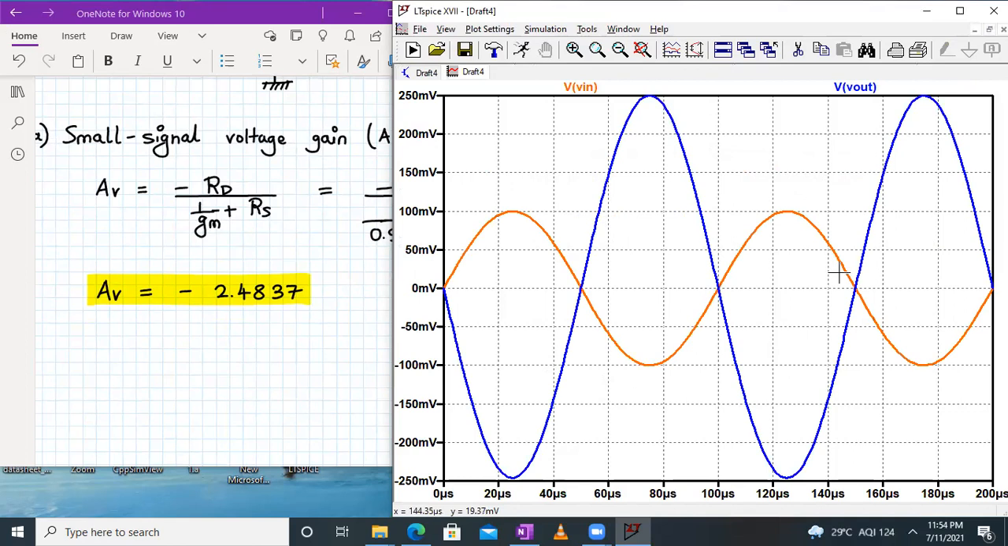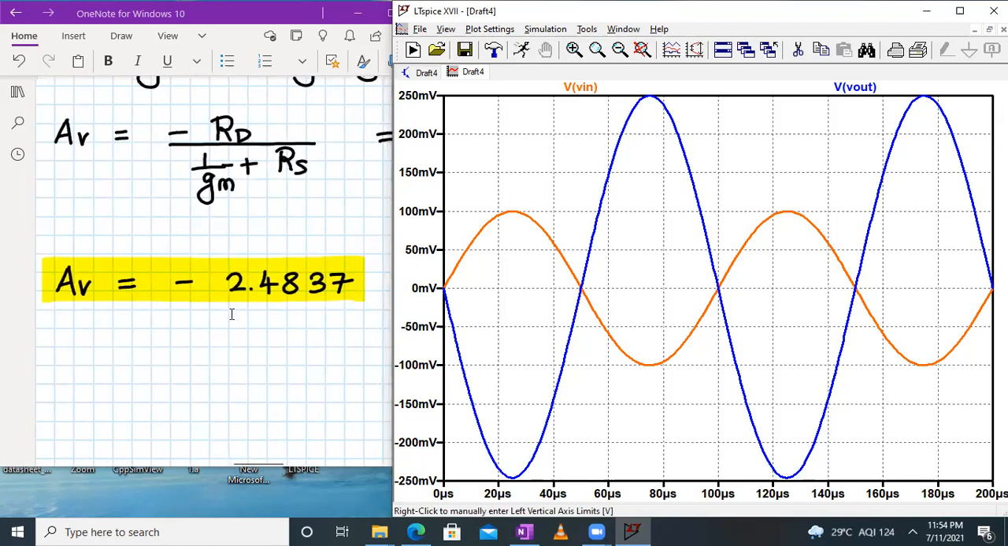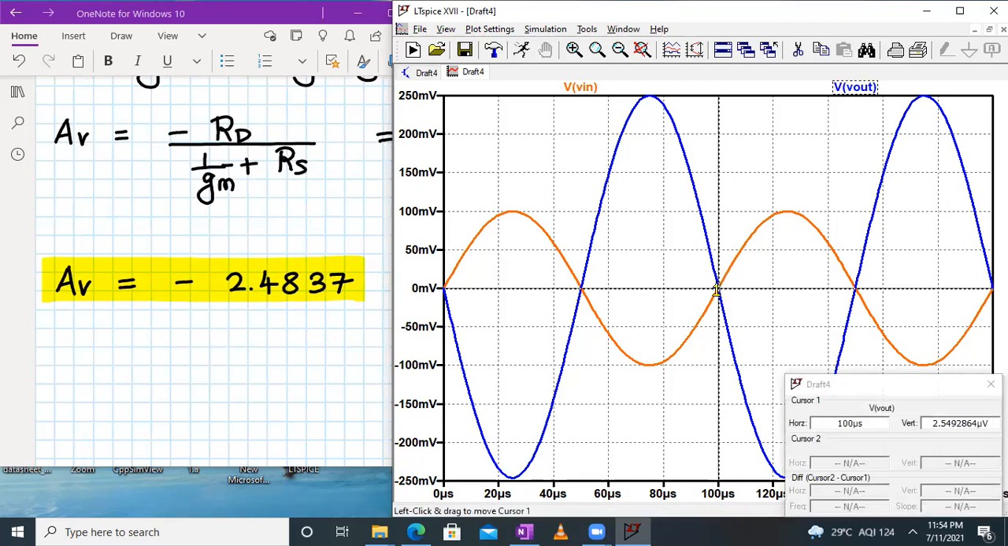As you can clearly see, the input in red and the output in blue are out of phase. That's why in the value of Av we have a negative sign. So for a common source amplifier, the small signal voltage gain has input and output out of phase with each other. Now to calculate the peak to peak value, we can estimate it directly from here by placing the cursor at the peak and then calculating it. But this method is slightly inaccurate.